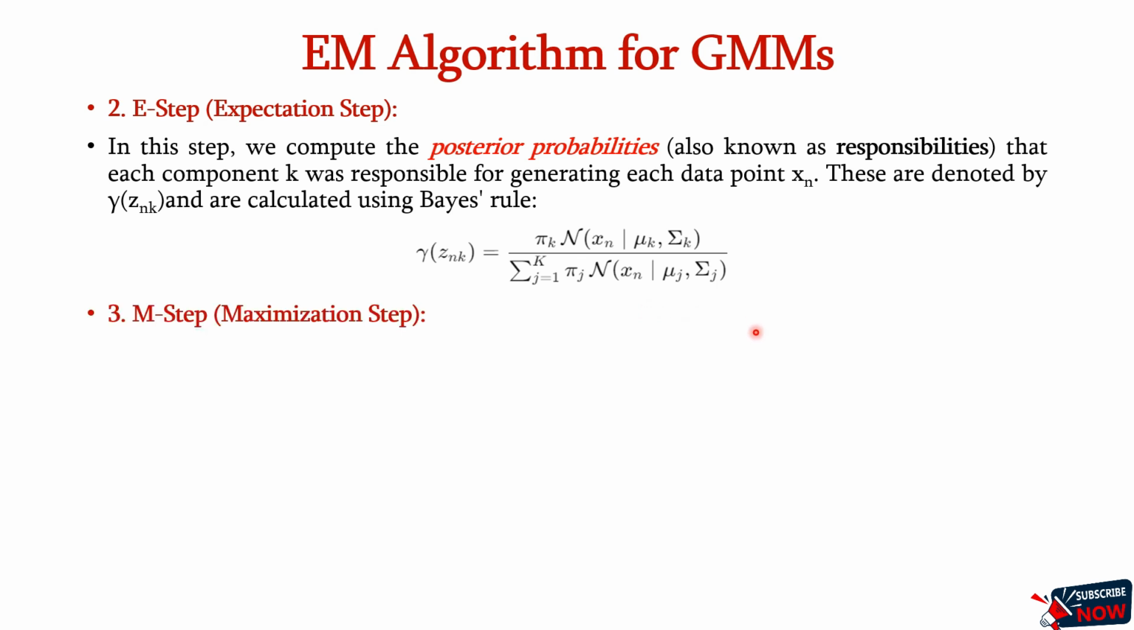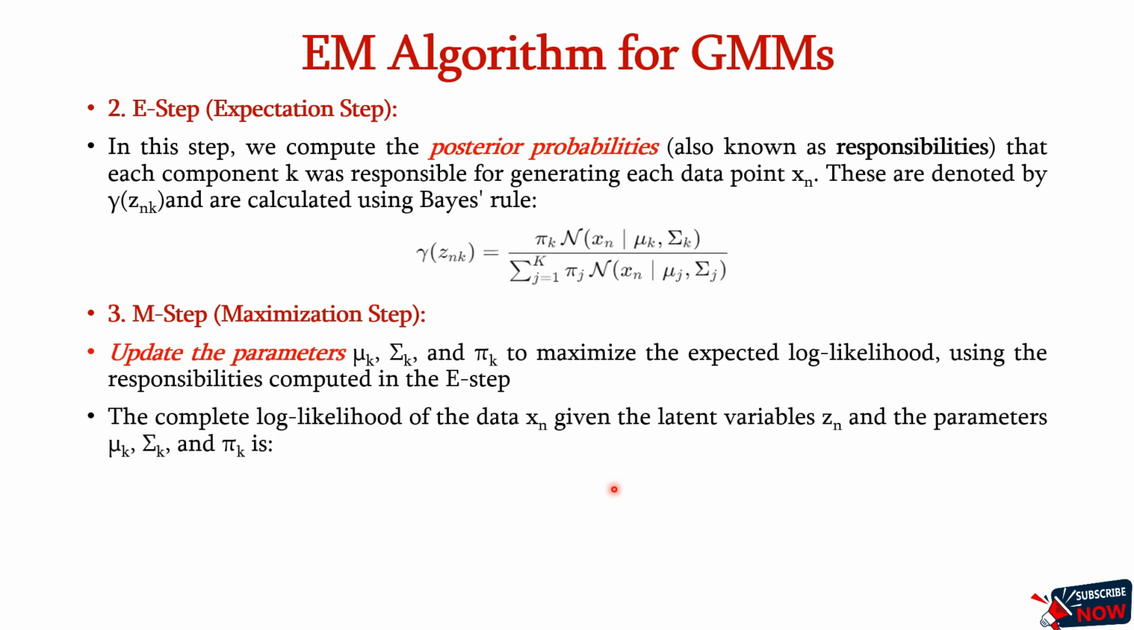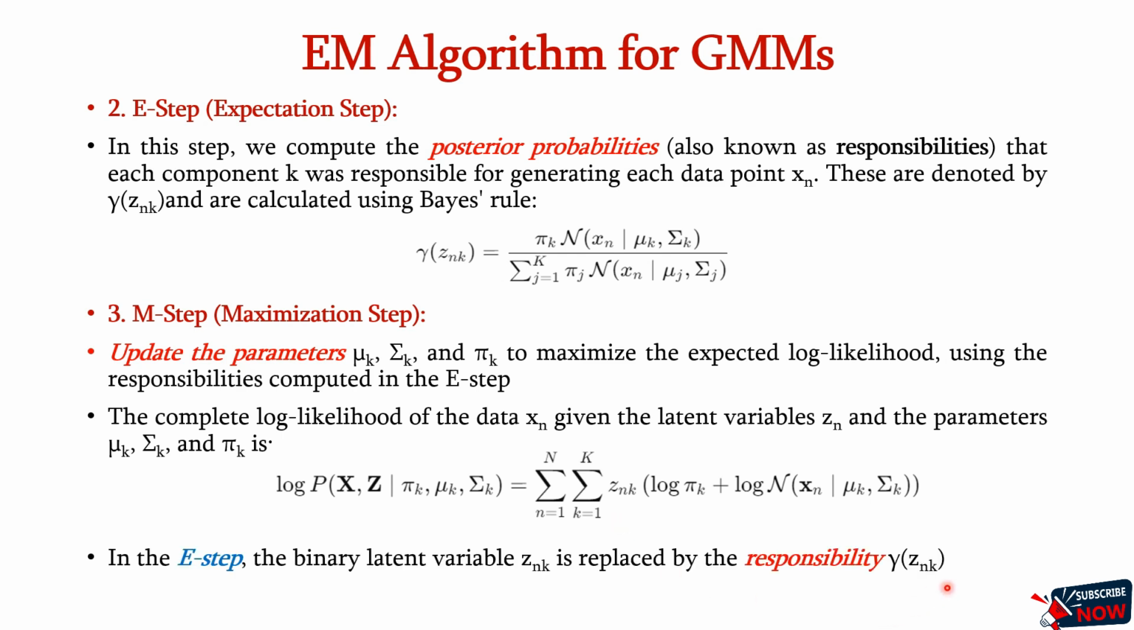Now in the third step, that is the M step, we update the parameters mu k, sigma k and pi k to maximize the expected log likelihood using the responsibilities that we have computed in the E step. The complete log likelihood of the data xn given the latent variables zn and the parameters mu k, sigma k and pi k can be expressed as shown here. Here we take the log of pi k and the normal distribution. In this case, the term z n k can be replaced with the responsibility component gamma of z n k, which is computed in the E step.